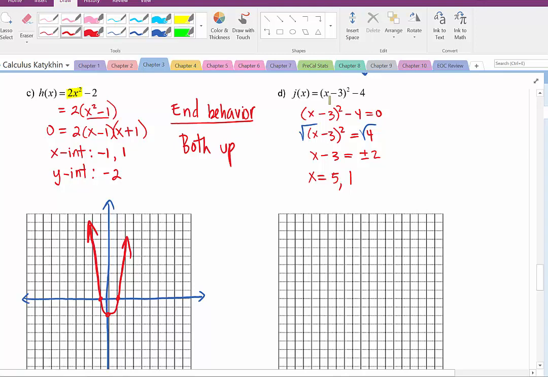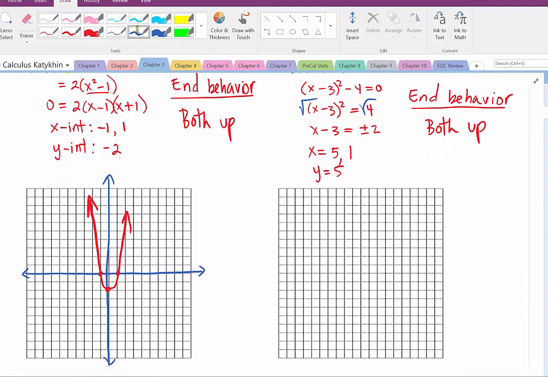My y-intercept, remember this time I have to set x equal to 0. I would have x is 0, so that'll be 0 minus 3, which is -3. -3 squared would be 9, and 9 minus 4, my y has to be 5 then. So end behaviors will actually be both up as well, because my leading coefficient will be x squared, so that'll be both up.